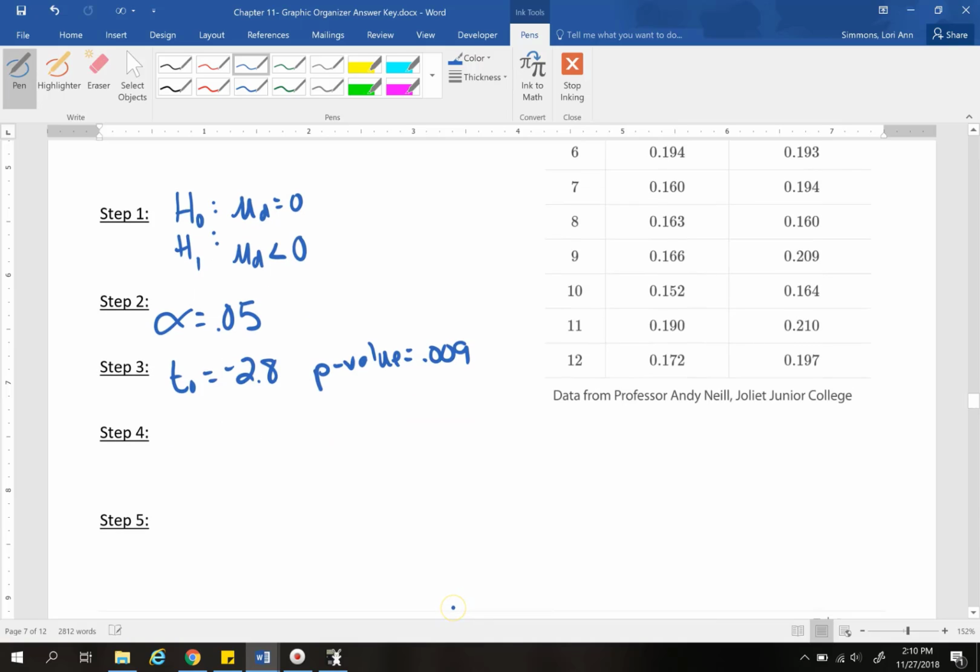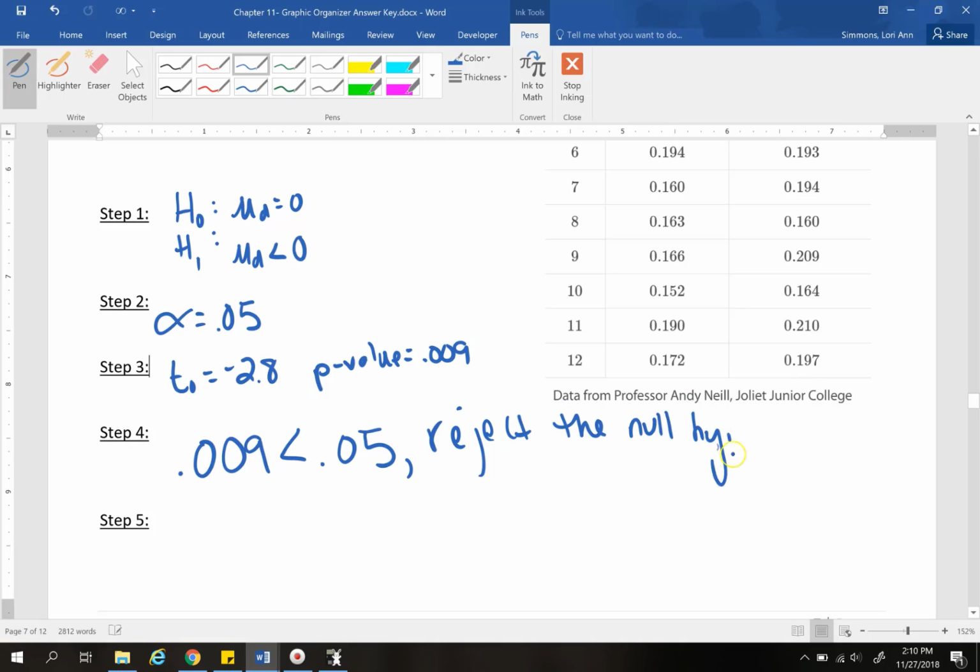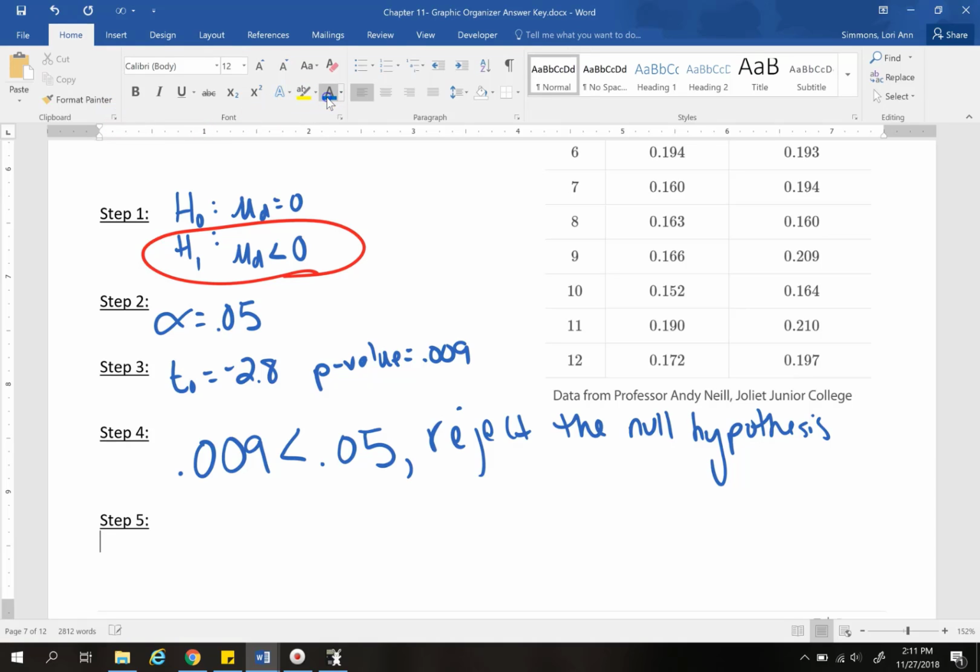Step 4, compare your p-value to your alpha. How does that compare to alpha? It is less than alpha. When it is less than alpha, you reject the null hypothesis. So, going with the alternative. Step 5, state the conclusion.